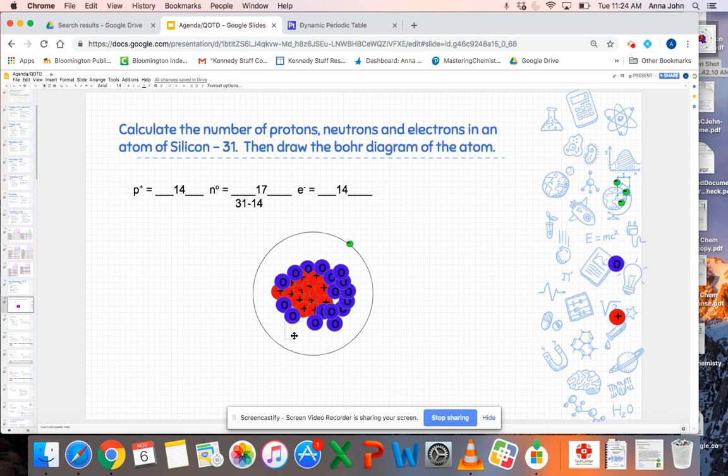So I am going to start. My first orbital gets 2 valence electrons. My next orbital can hold 8 valence electrons. So I've got 2 in my first. I had 14 total, so that means I have 12 left. So I can fit 8 of those.